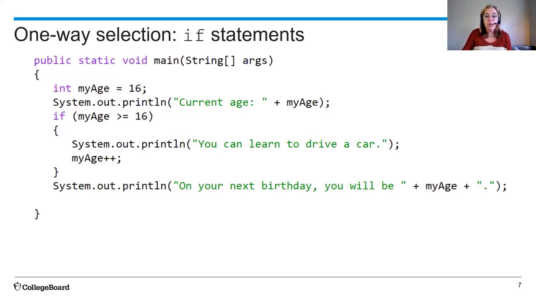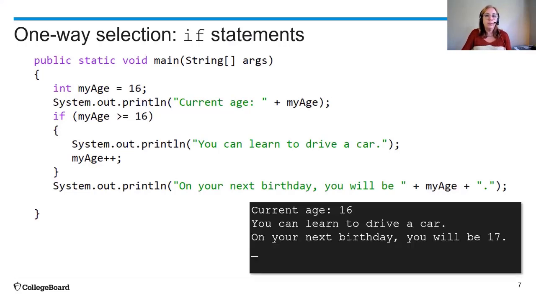If my age is greater than or equal to 16, which it is in this particular piece of code, it's going to then step into the condition and execute these program statements. As it comes out of the condition, it will then complete the program code. So here would be the output for this piece of code.